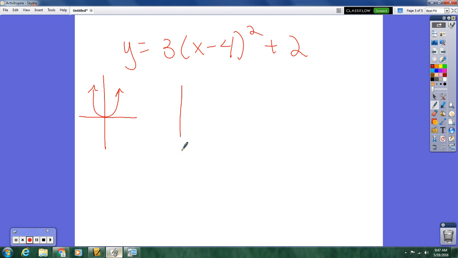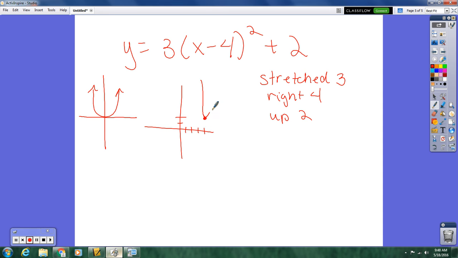So if I were just drawing a sketch, I know it's a stretch by 3, right 4, and up 2. I'm just guessing at it. If I go right 4, 1, 2, 3, 4, and up 2, I know my vertex is right there, and I'm just going to make it skinnier than the other one. Okay, let's do one more.